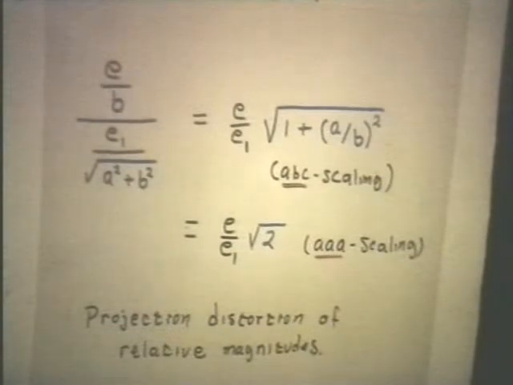Most computer software implements ABC scaling. And so if you do this kind of thing or look at any relative magnitudes through rotation, you can be off by those kinds of scale factors, and that can be very dramatic. Even in AAA scaling, you're off by a square root of 2 when you think about these plots. And this is what we've come to think of as the projection distortion of relative magnitudes whenever you're using computer projections.